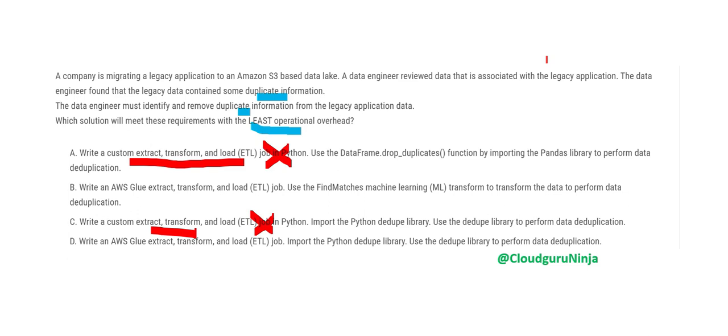Both B and D are telling I'll use Glue. Okay, fine, fantastic. But which is correct? Option B is saying, guys, we will use FindMatches machine learning. See, you don't have to do any machine learning functions here. Removing duplicates is very easy. There is a Python dedup library. Why will I use machine learning transformations?